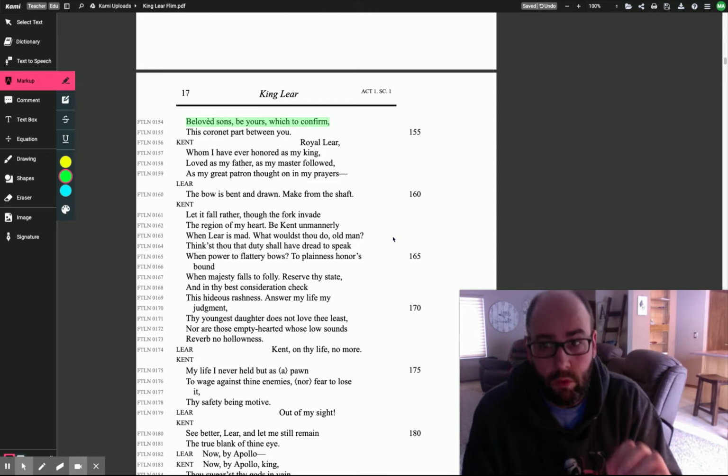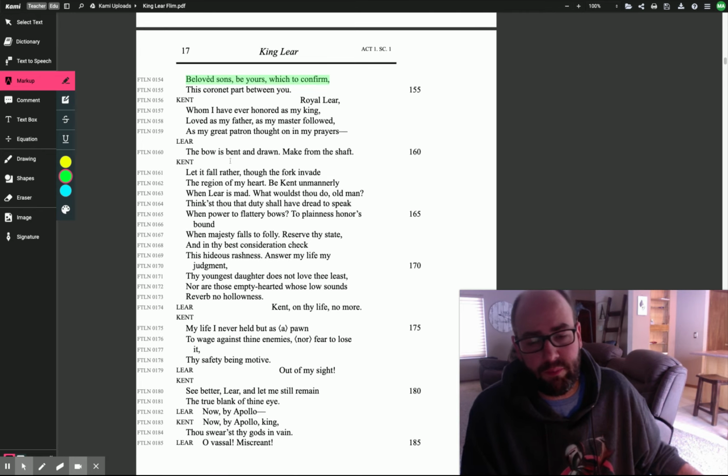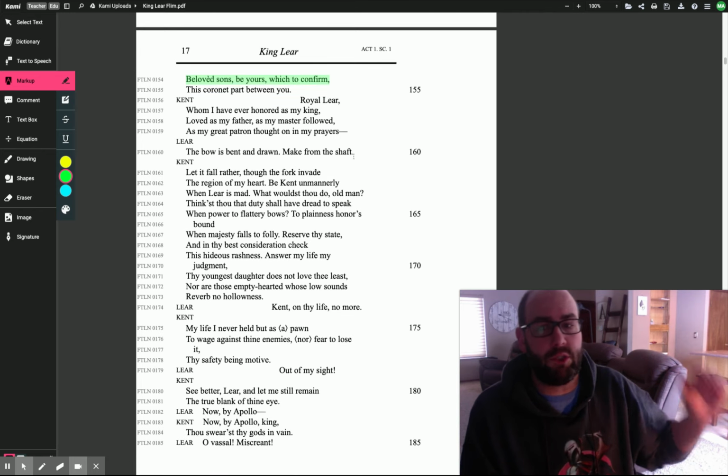Royal Lear, whom I have ever honored as my king, loved as my father, as my master followed, as my great patron thought on in my prayers. The bow is bent and drawn, make from the shaft.